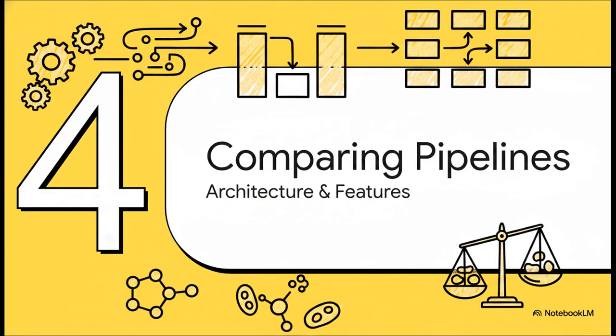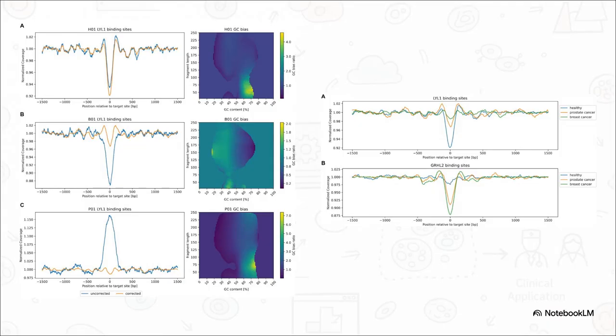Section 4, comparing pipeline features. We're going to evaluate GC bias correction and overall architecture. And this brilliantly illustrates exactly why having dedicated correction pipelines is so incredibly vital. What we are looking at here are the effects of uniflow's GC bias correction on regional coverage, specifically transcription factor binding sites for LYL1, which is associated with hematopoietic cells, and GRHL2, associated with epithelial and cancer cells.